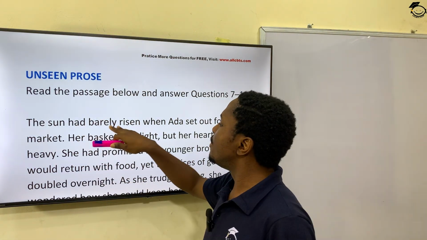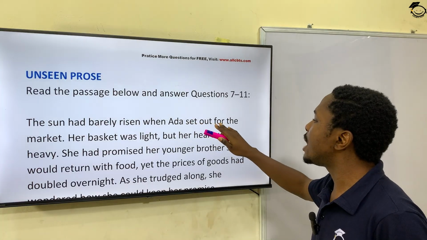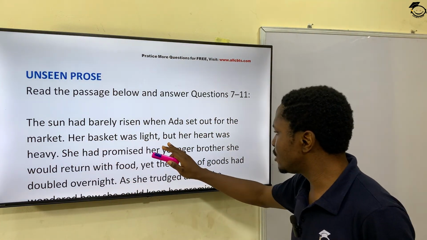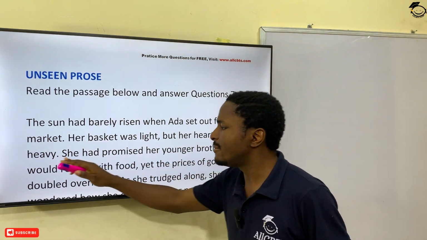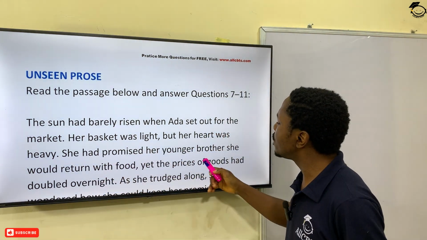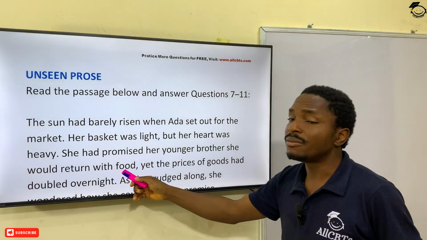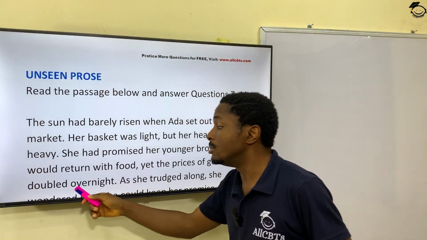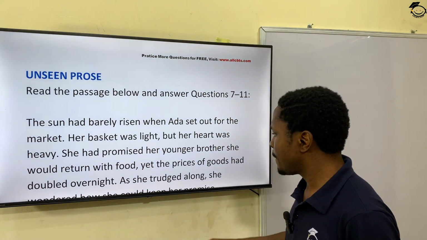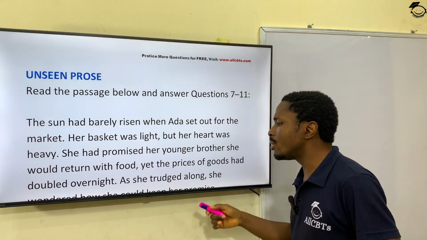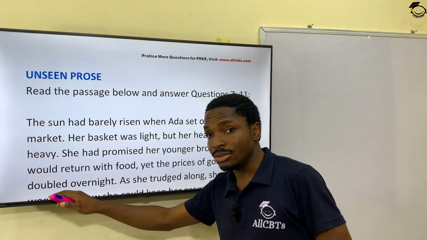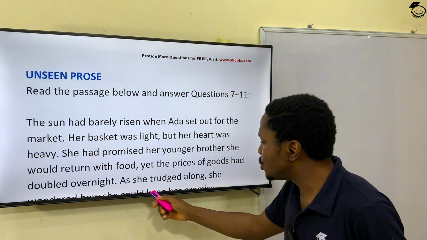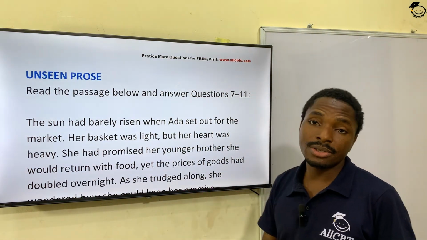The sun had barely risen when Ada set out for the market. Her basket was light, but her heart was heavy. She had promised her younger brother she would return with food. Yet the prices of goods had doubled overnight. As she trudged along, she wondered how she could keep a promise.